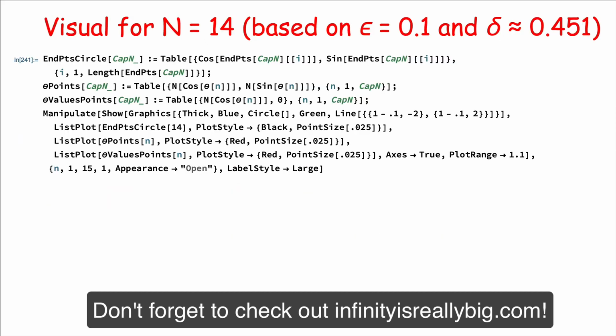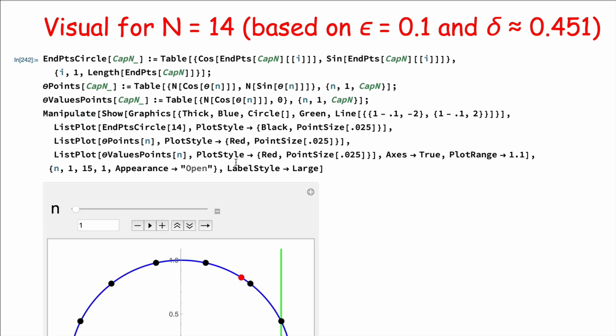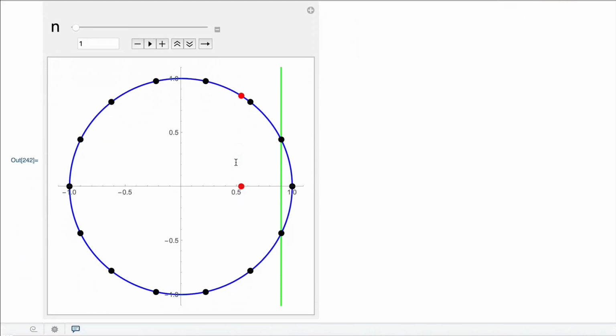This code will visualize what's going on in terms of the unit circle when n is 14, which, by the way, is based on epsilon equal to 0.1 and delta equal to about 0.451. If I run this code, I see the animation that I showed you near the beginning of this video. We see the unit circle. We see a vertical green line whose first coordinate is at 1 minus epsilon, in this case 0.9. We see two red dots, one on the unit circle, whose coordinates are cosine of 1 comma sine of 1, and one on the horizontal axis, whose first coordinate is cosine of 1.